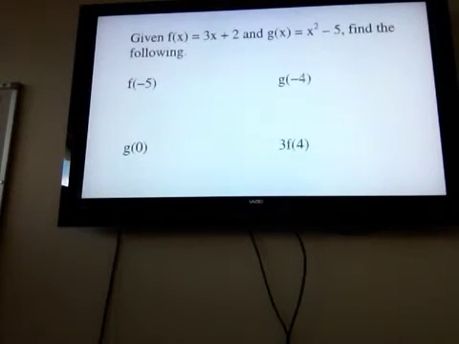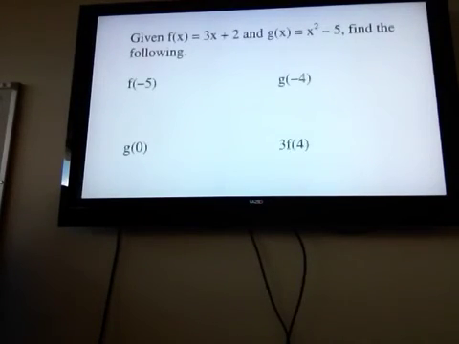All right, now we're going to talk about function notation. Do not let this trick you in any way or be intimidating, because it's actually pretty simple, okay?